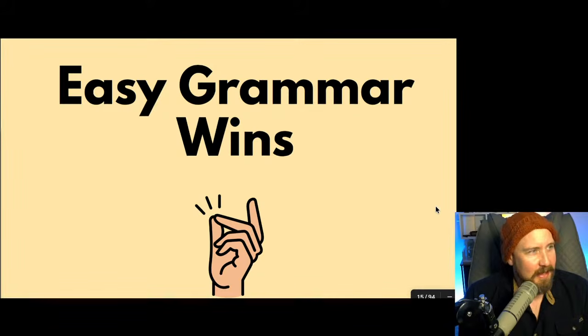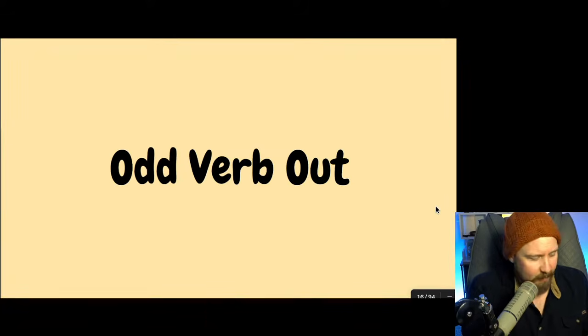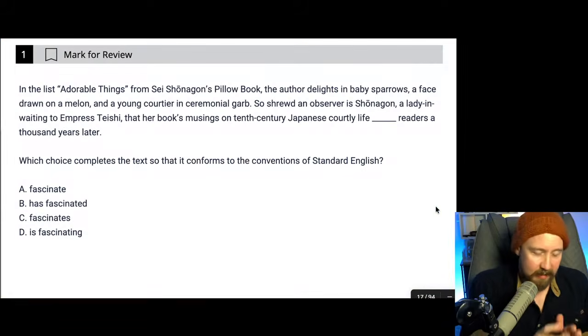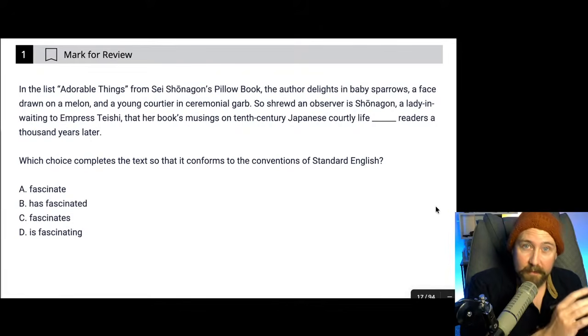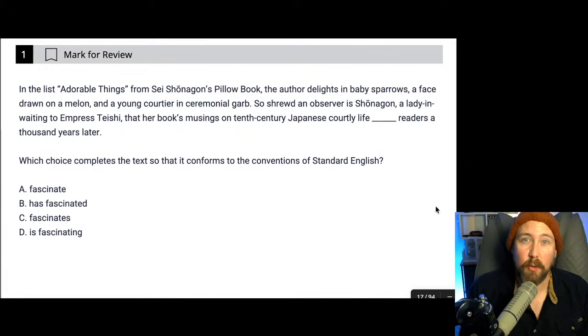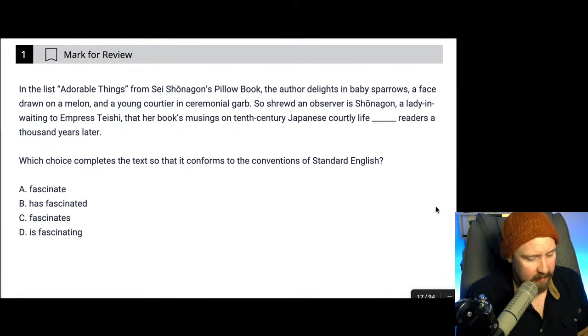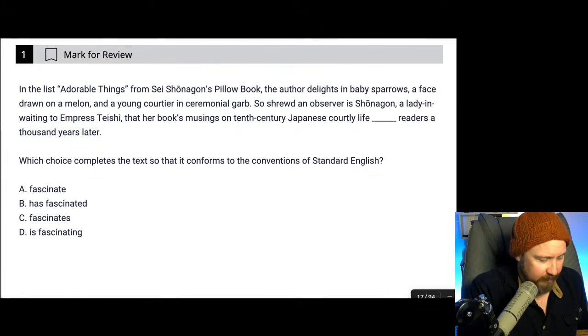Let's get into the easy grammar wins. And the first one is the odd verb out trick. So in the grammar portion of the SAT, there are a lot of verb-based questions, and half of those questions are going to be subject-verb agreement. Now, we don't necessarily need to know that. All we need to know is if we see verbs in our answer choices, we're going to implement this strategy.